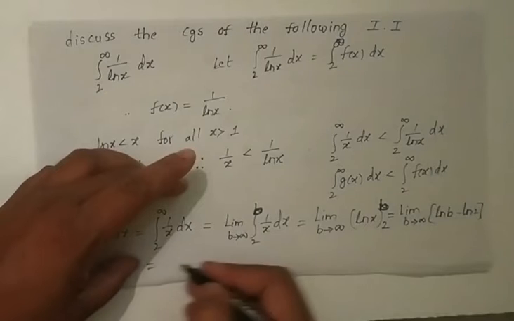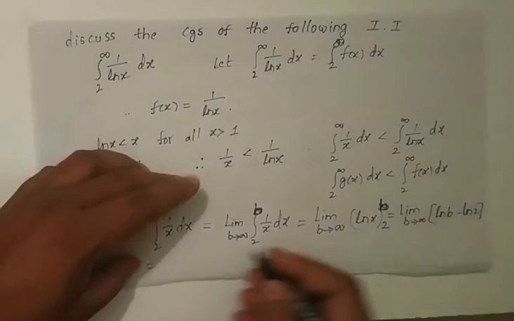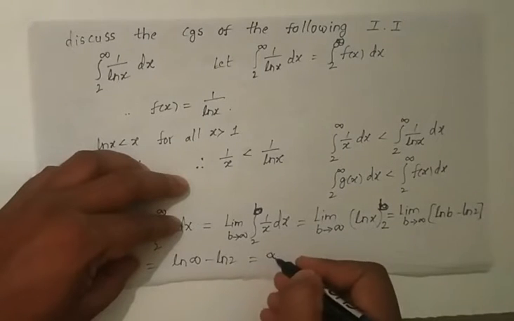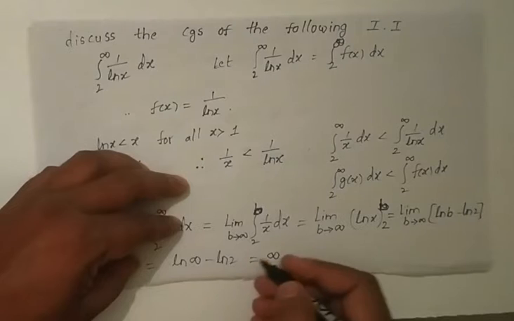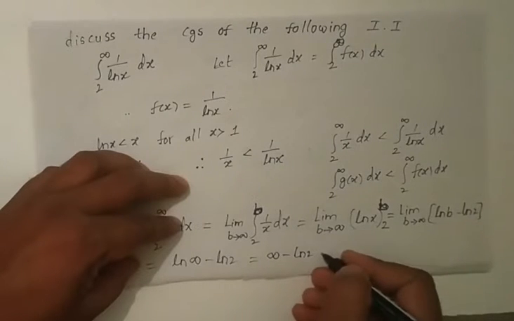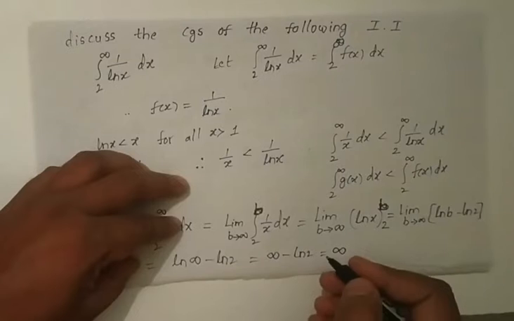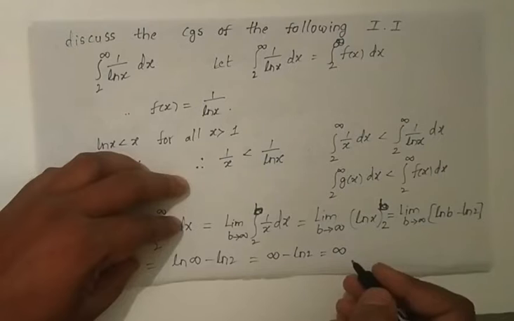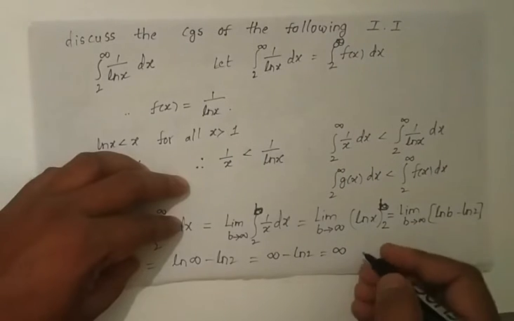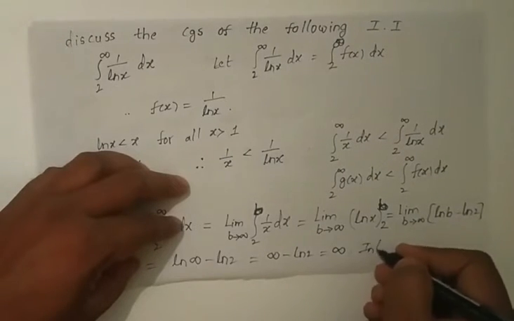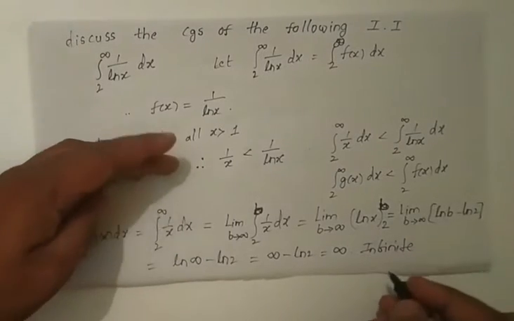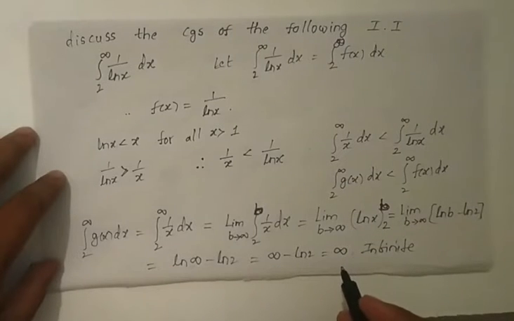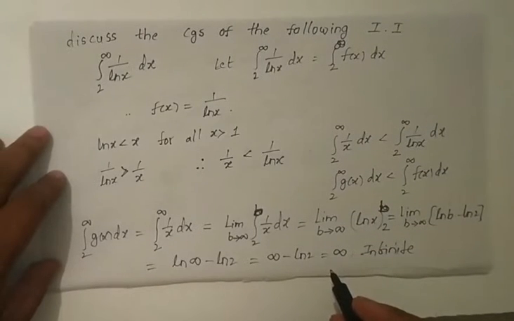Next, we apply the limit as b tends to infinity. So here we get ln infinity minus ln 2. ln infinity is always infinity, remember that point. Infinity minus something is infinity, infinity plus something is infinity, infinity plus infinity is infinity. Which is infinite. Therefore, the integral from 2 to infinity of g of x dx is divergent.